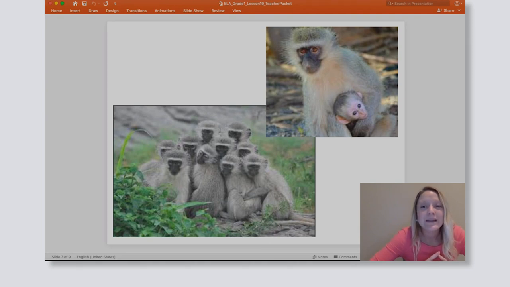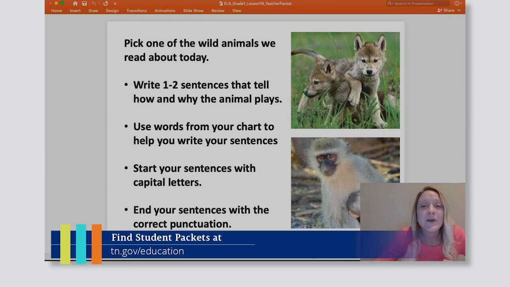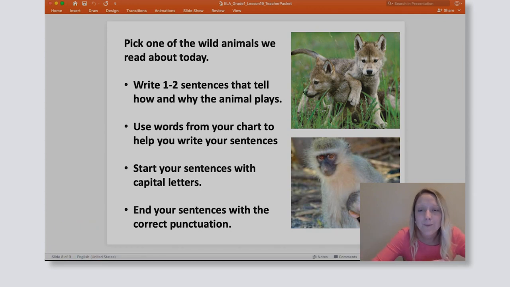Now I'm going to read a task to you of what I want you guys to complete today. Now, you guys have all found the evidence in the text that tells you how and why those animals play. And we have gone ahead and practiced one together, and I've modeled for you how to use those words on your chart, right? To make a nice, detailed, and complex sentence. Now, I want you to pick one of our animals that you heard about today, and I want you to come up with your own sentence.